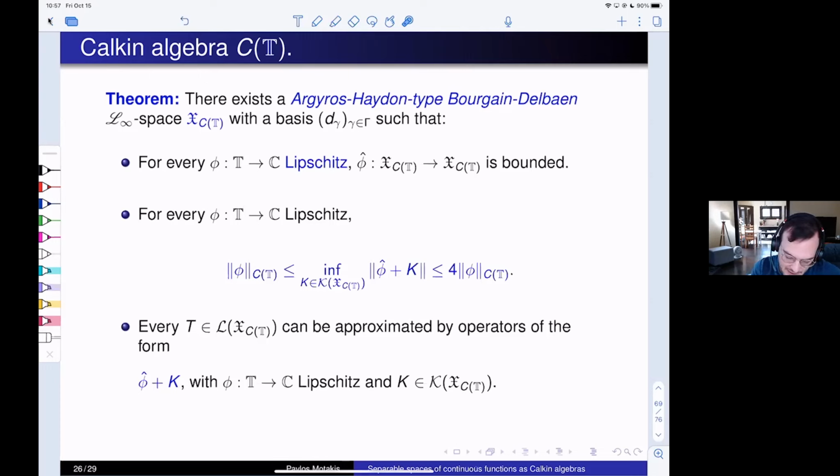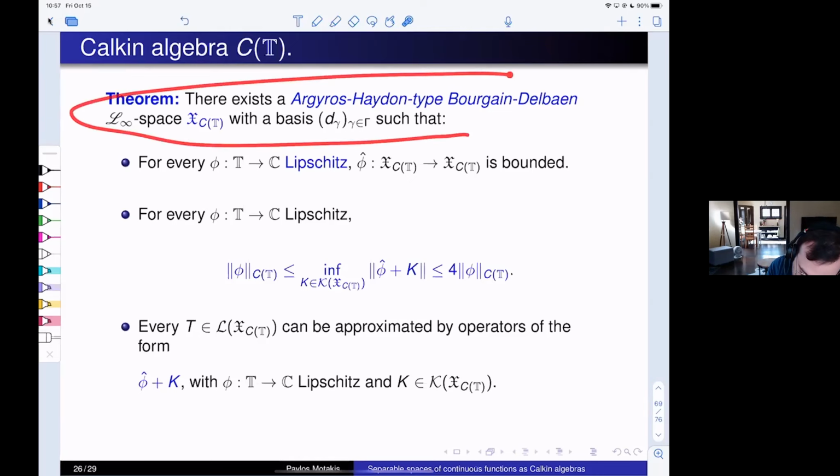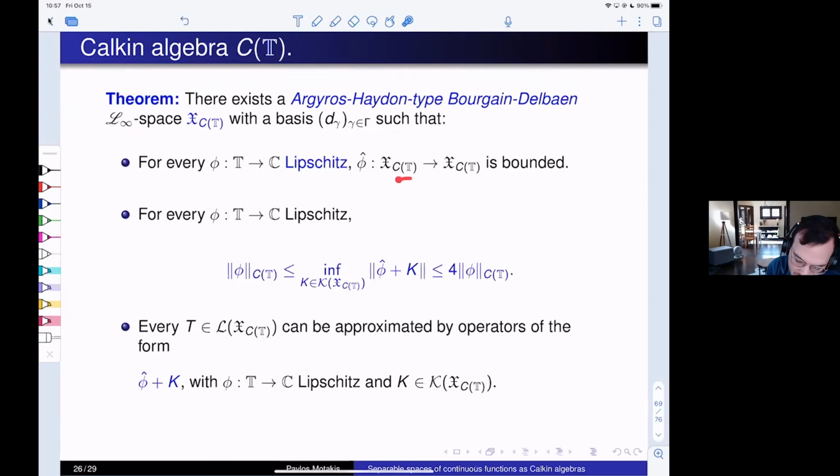And it is, at least for me, kind of remarkable that you end up with an Argyros-Haydon Bourgain-Delbaen space on which you have bounded diagonal operators. If you take the original Bourgain-Delbaen space, or any Bourgain-Delbaen spaces that I'm aware of, they don't have non-trivial bounded diagonal operators. They have some bounded shift operators, but they don't have bounded diagonal operators. You have to do something different to achieve bounded diagonal operators. Basically, you have diagonal operators that on big pieces of the space are constant, but for different constants. This is what happens. When I say constant, I mean scalar.